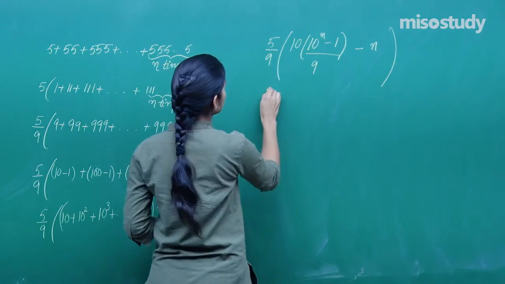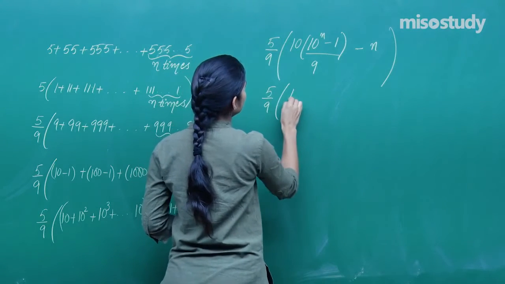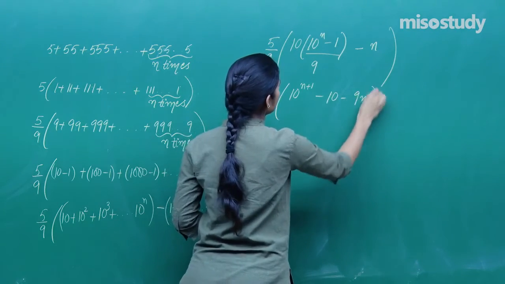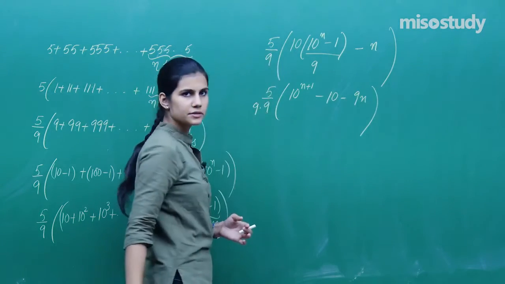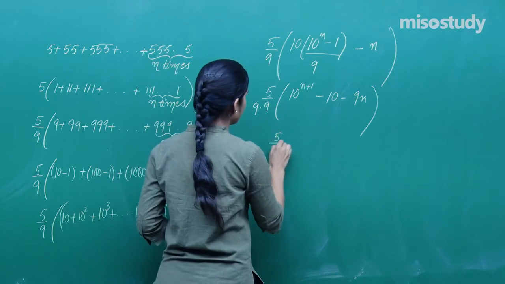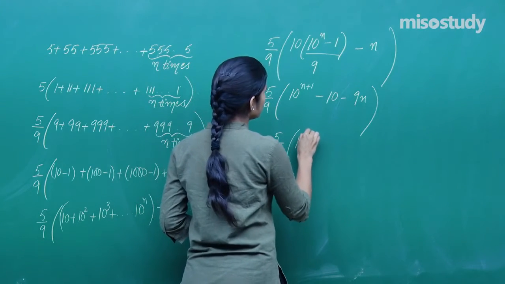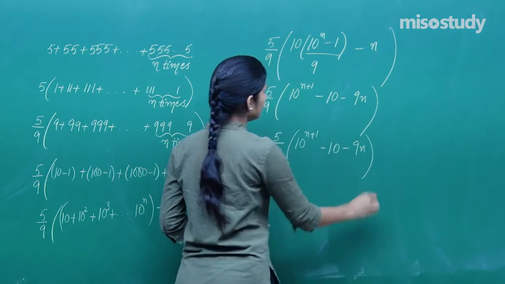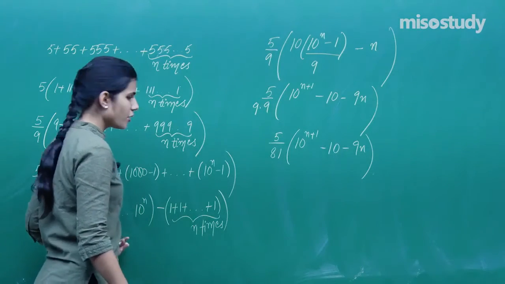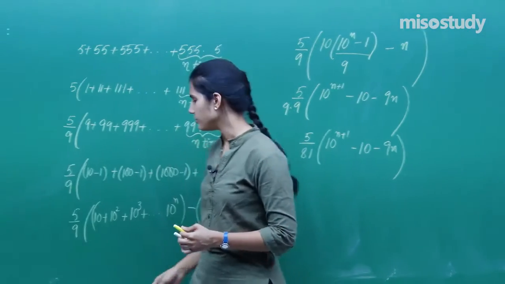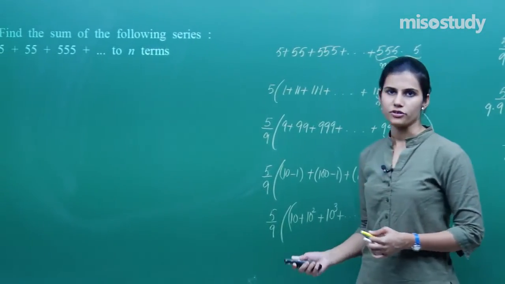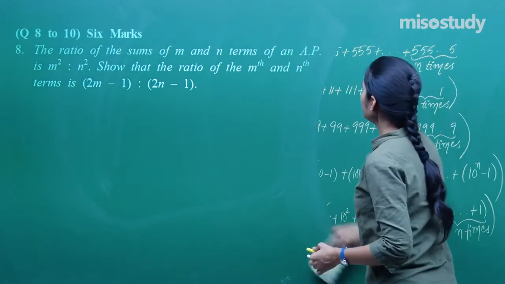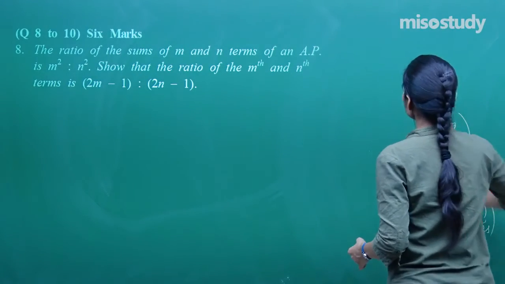So eventually what you get is 5 by 9 times (10 to the power n plus 1 minus 10 minus 9n) upon 9. So this is 5 by 81, 10 to the power n plus 1 minus 10 minus 9n. Here I have just used the same formula, that is the sum of n terms of this particular GP with first term 10 and common ratio 10. Next question says the ratio of the sums of m and n terms of an AP is m square is to n square.